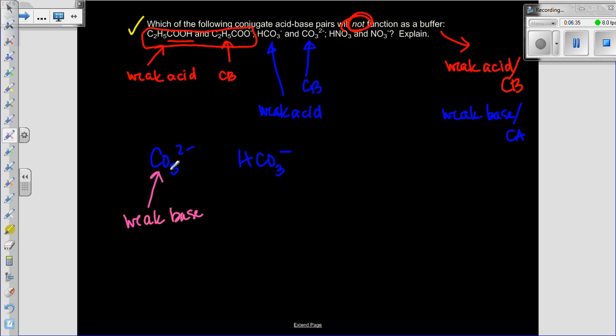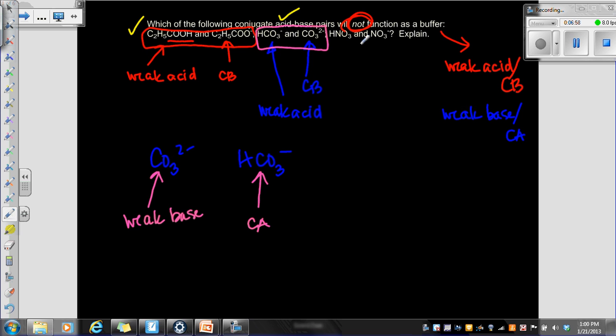And then if that base gains a proton, then you end up with your conjugate acid. So it doesn't matter which way we look at these. In this situation, again, that is also going to be a buffer because you have the weak acid and the conjugate base, or the weak base and the conjugate acid. Okay, let's look at this last example.